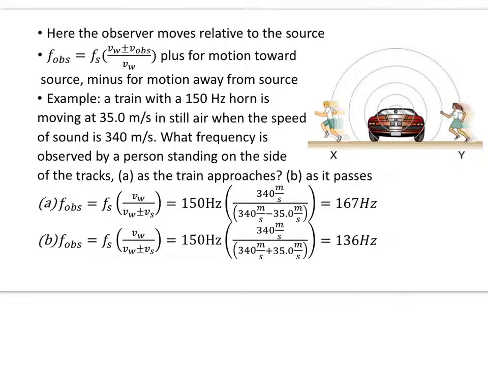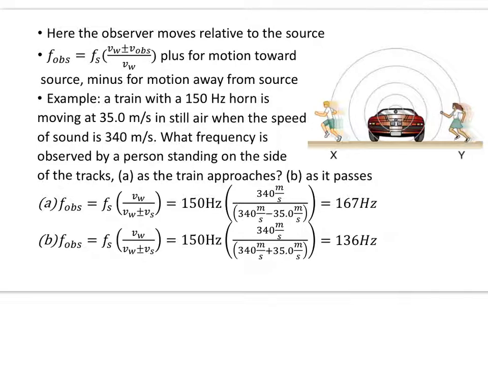Okay, so here's an example. We've got a train, 150 hertz horn, moving at 35 meters per second in still air, when the speed of sound is 340 meters per second. We want to know the frequency observed by a person standing on the side of the tracks, A as the train approaches, and B as it passes and moves away. So this is an instance from the previous slide where the source is in motion and the observer is at rest. So we have to use that other equation.